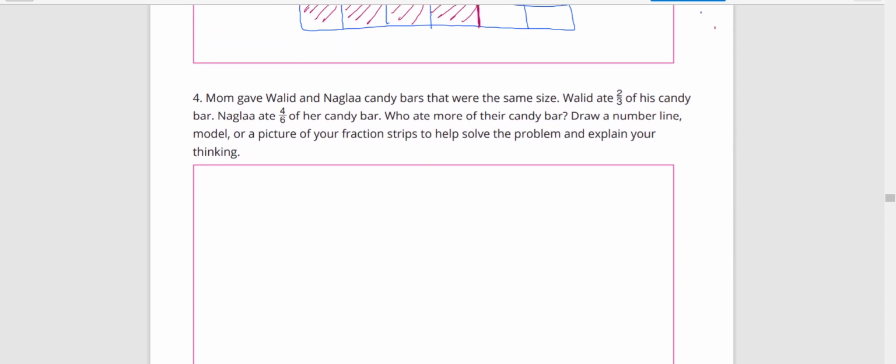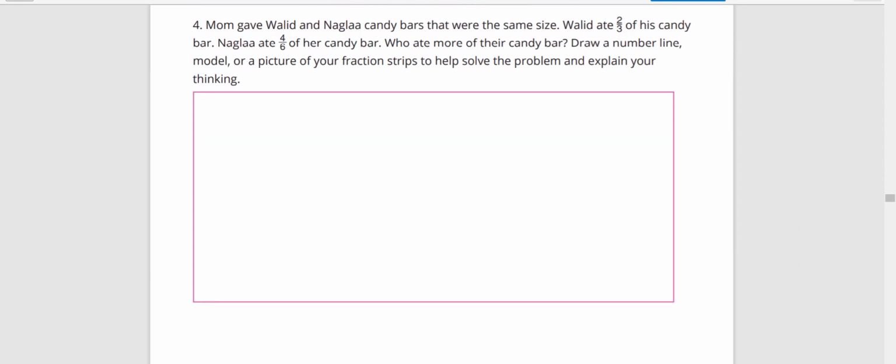Number 4: Mom gave Walid and Nagla candy bars that were the same size. Walid ate 2/3 of his candy bar. Nagla ate 2/4 of her candy bar. Who ate more of their candy bar? Draw a number line, model, or a picture of your fraction strips to help solve the problem and explain your thinking.